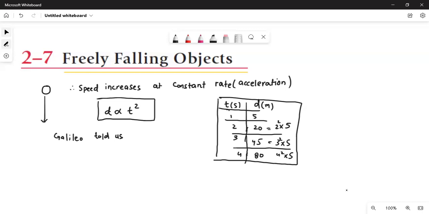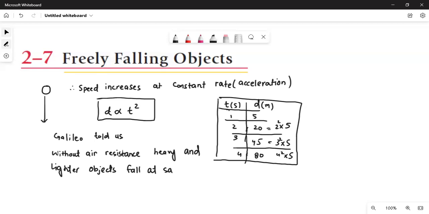So what he told us: without air resistance, heavy and lighter objects fall at the same rate, or acceleration, and he named it acceleration due to gravity.